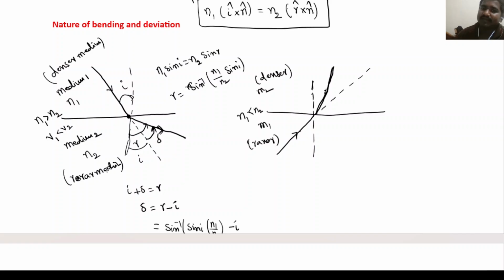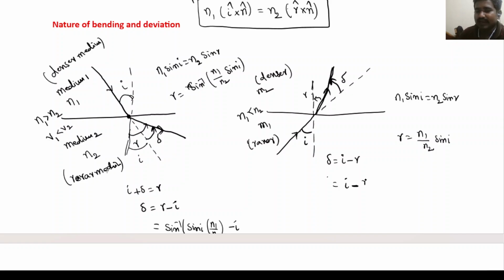The incident ray makes an angle with the normal, which is the angle of incidence, and the refracted ray makes an angle with the normal, which is the angle of refraction. Here we need to consider the deviation. Whenever light travels from rarer medium to denser medium, the angle of incidence is greater, therefore deviation is angle of incidence minus angle of refraction. Here also n1 times sin I must equal n2 times sin r. Therefore sin r is n1 divided by n2 times sin I. No, sorry, it is sin r.